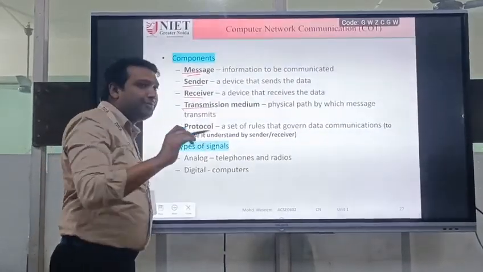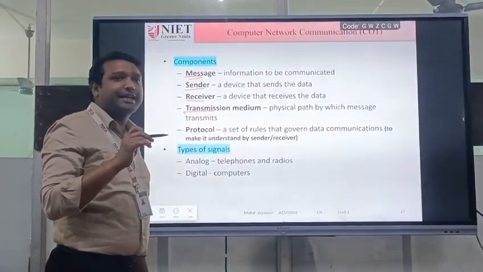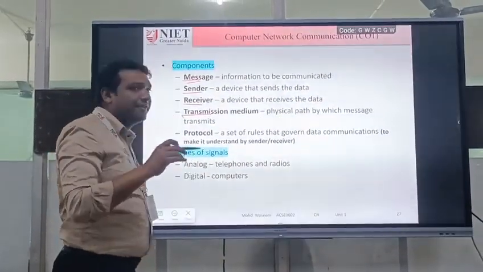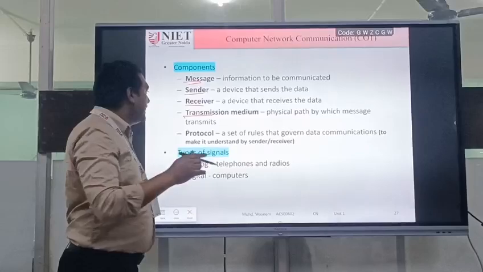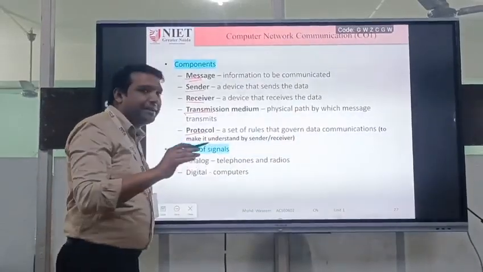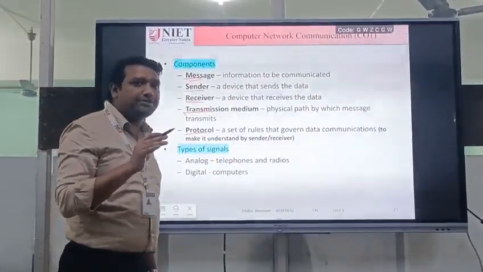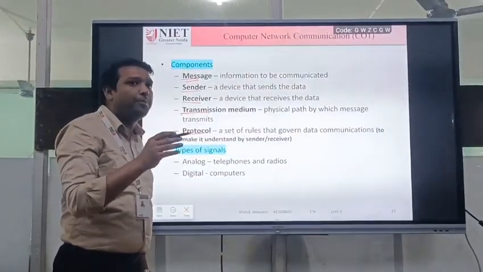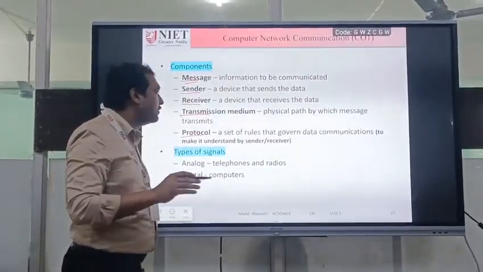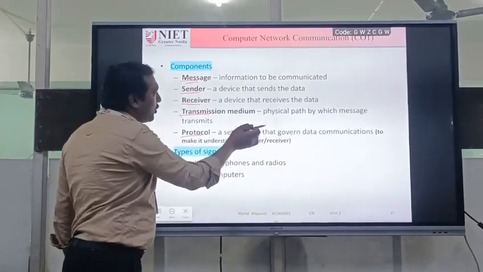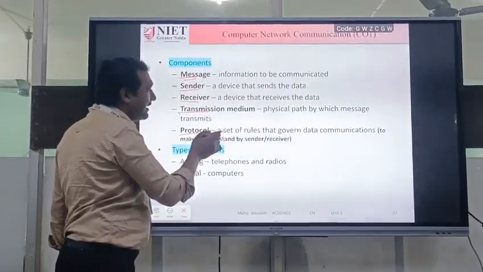Transmission medium: the medium through which the process of communication takes place is called the transmission medium. It can be a set of cables or wires or links. Next one is protocol. There are some standard rules for communication purposes. Those rules have to be adhered to by the computer network, and those rules are called protocols, a set of rules that govern data communication to make it understood by the sender and receiver.